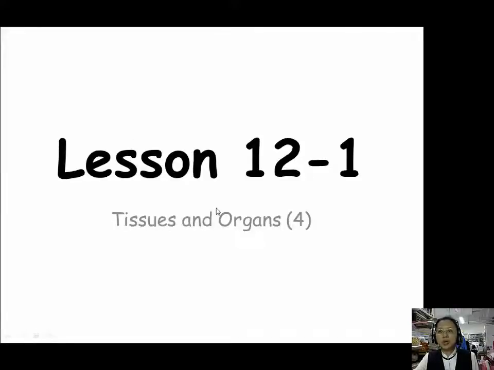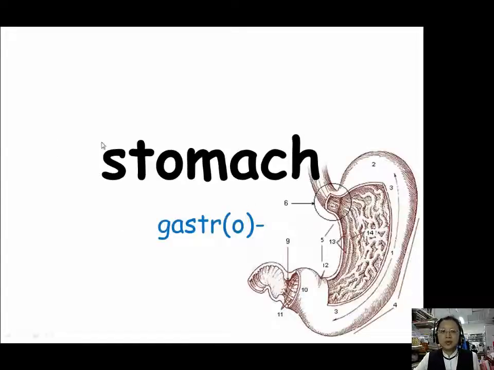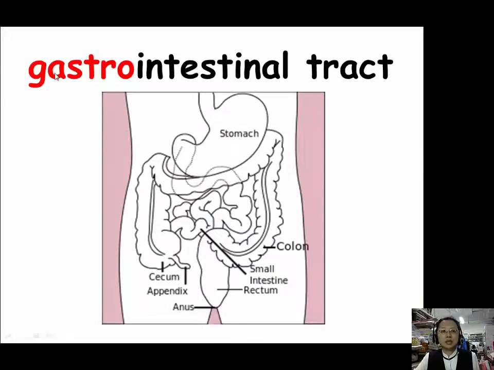We are going to talk about prefixes relating to our digestive system. When we talk about our stomach, we use this prefix, gastro, G-A-S-T-R-O. Our example is gastrointestinal tract. Gastrointestinal tract, commonly known as the digestive tract, including our stomach, our small intestine, and our large intestine.